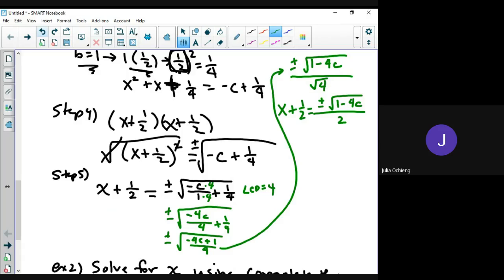Step 6 is to solve for x by adding or subtracting whatever's with the x. So I'm going to get rid of that 1/2. Hopefully you remember to get rid of plus 1/2. We're going to subtract 1/2 from both sides. So x is going to equal negative 1/2 plus or minus square root of 1 minus 4c all over 2.